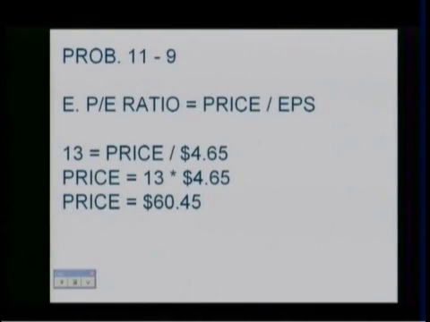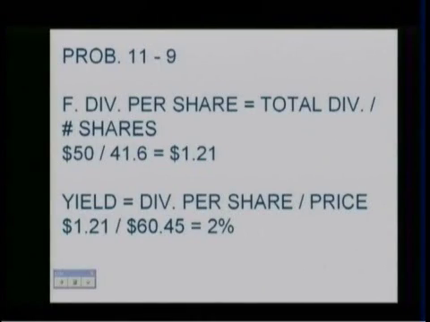In letter F, they ask you to calculate the cash dividend per share in 2004 and the dividend yield based on the market price calculated in Part E. The dividend per share would be your total amount of dividends divided by the number of shares. Well, the total amount of dividends was $50 and there were 41.6 shares, so each share got $1.21. Now, using that information, we can calculate the dividend yield because we can take the dividend per share and divide it by the price. We got back $1.21 on our $60 investment, so we got a 2% yield. It's not a very good yield there, is it? 2%.